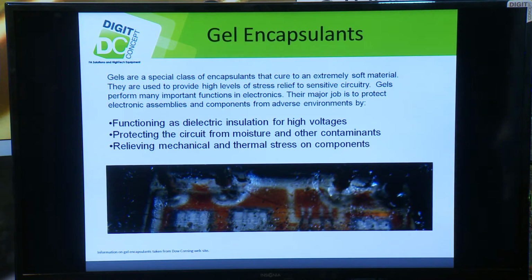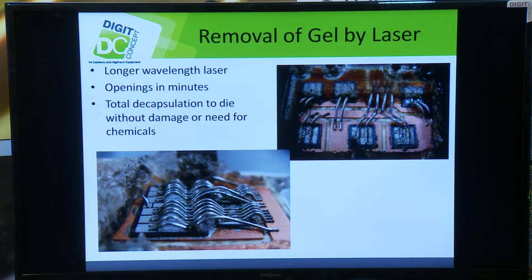So what we're going to do is we have a second laser that we can implement into the tool, which is a longer wavelength laser, which does allow us to remove the gel encapsulant without damaging the die itself. So in this case, for the gel laser, we're able to go down to the die itself, which we couldn't do for a typical molding compound, without damage to the die. And so we don't need to use any chemicals or plasma after an opening.